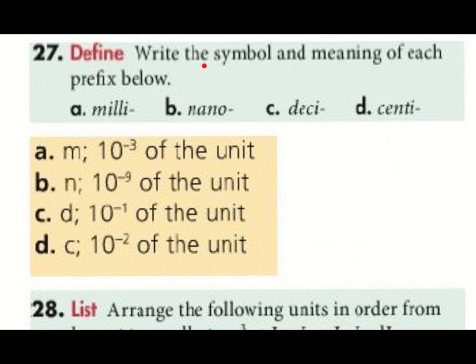Next question, write the symbol and the meaning of each of the prefixes below. Milli, nano, deci, centi. Milli, m, 10 power negative 3, nano, n, 10 power negative 9, deci, d, 10 power negative 1, centi, c, 10 power negative 2. Remember that those units should be written in a small letter, not in a capital letter.